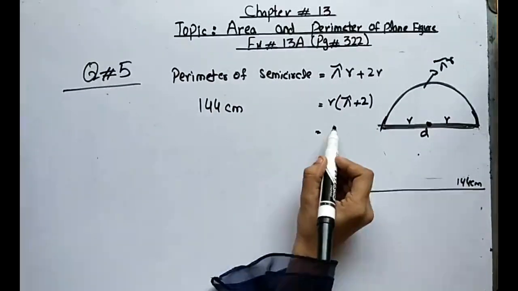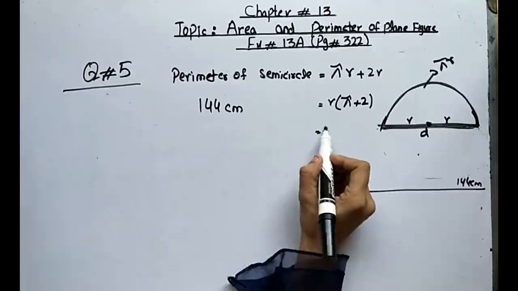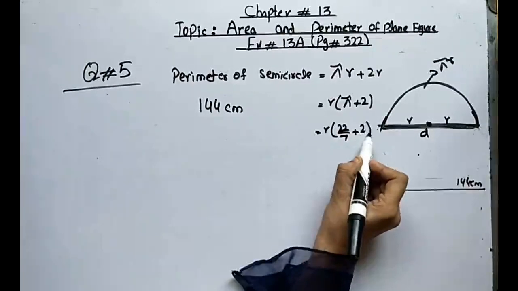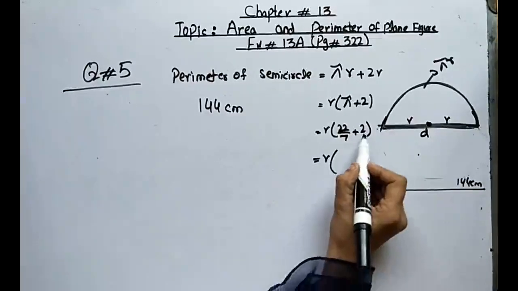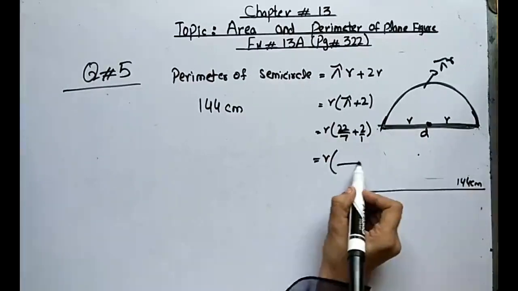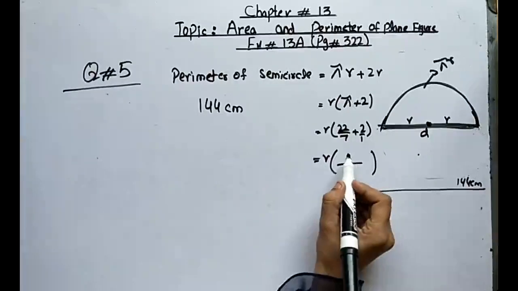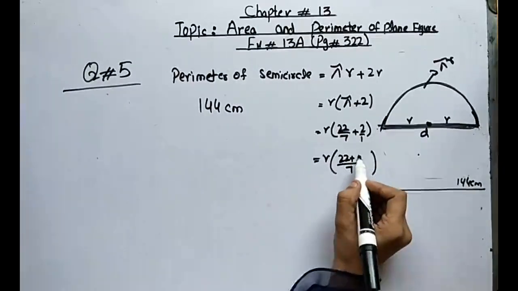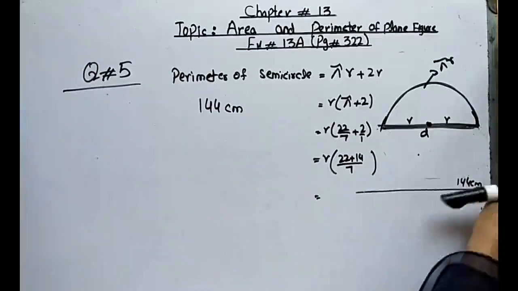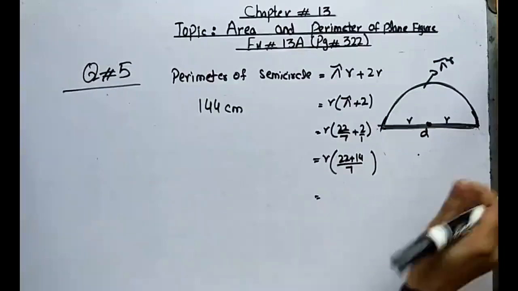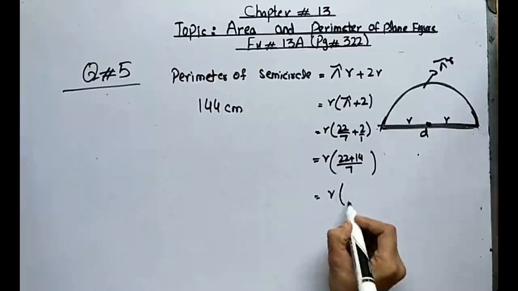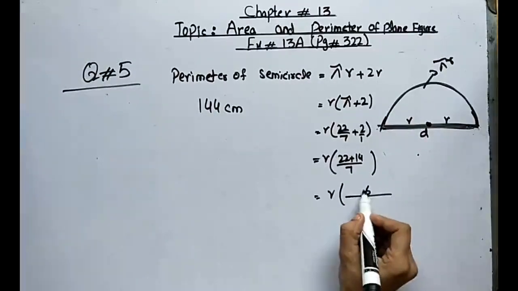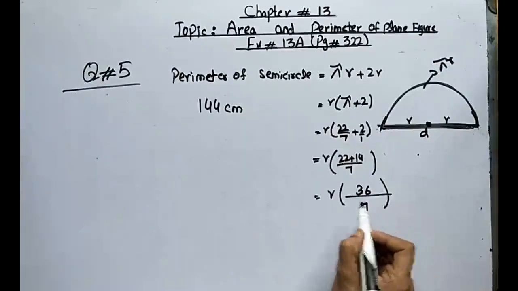Then put the value of pi, 22 by 7 plus 2. The 2 can be written in fraction form. Take out the LCM. 7 1s are 7, and 22 plus 7, 1 divided by 7, 7. 7 2s are 14. Then r times 22 plus 14, which is 36, divided by 7.